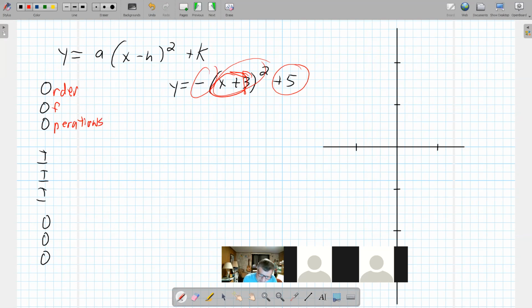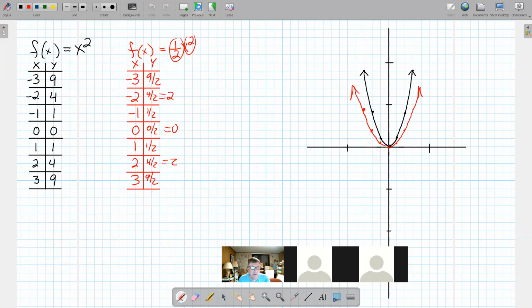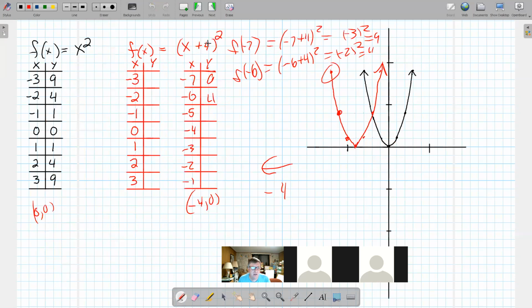Now, on the inside, we have x plus 3, okay? But on the inside, what did that do to the graph when we change something on the inside? What did this do? It moved the graph this way, didn't it? Along the x-axis, okay?